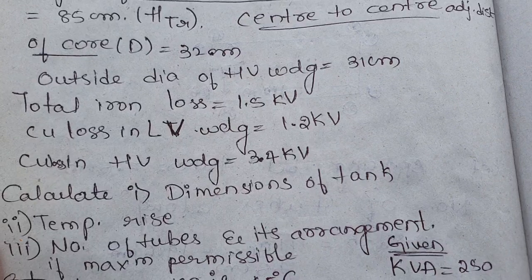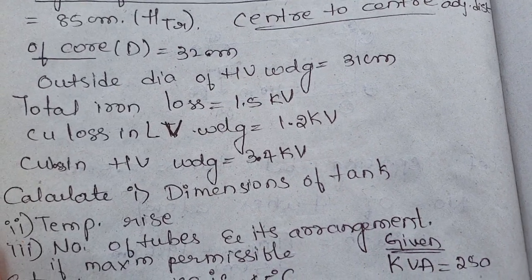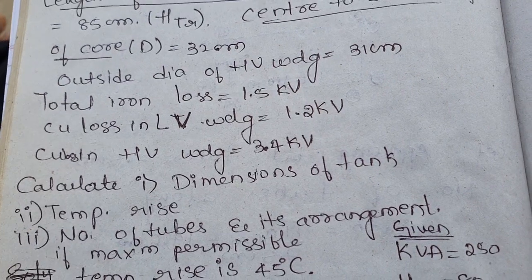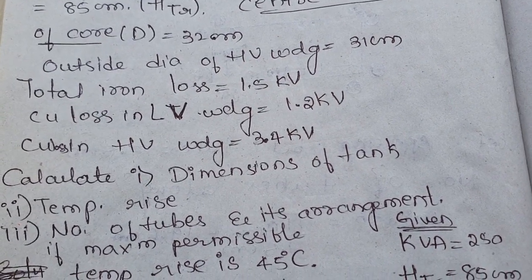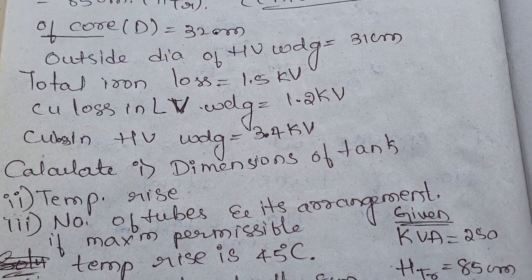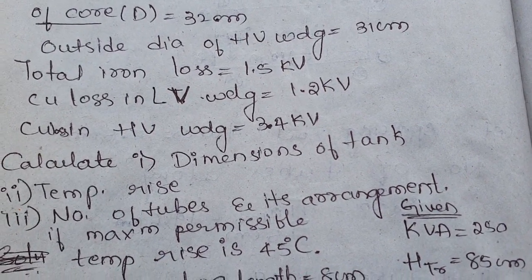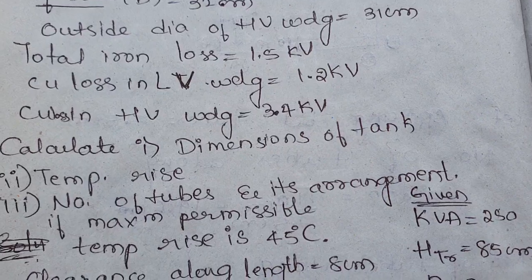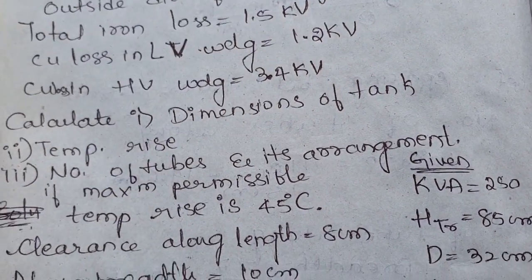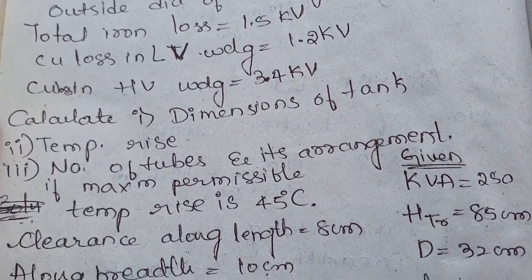Outside diameter of HV winding is equal to 31 centimeter. Total iron loss 1.5 kilowatt. It's a kilowatt, please take it as a kilowatt. Copper loss in LV winding is equal to 1.2 kilowatt, and copper loss in HV winding is 3.4 kilowatt.